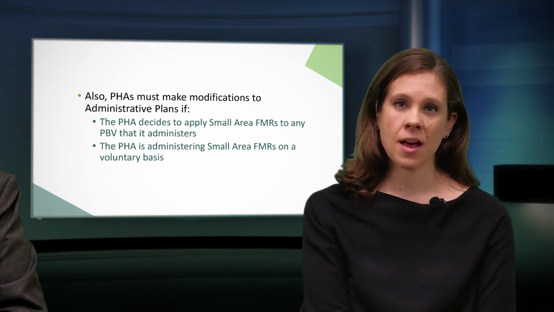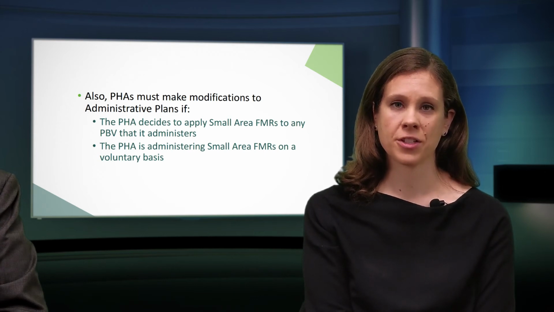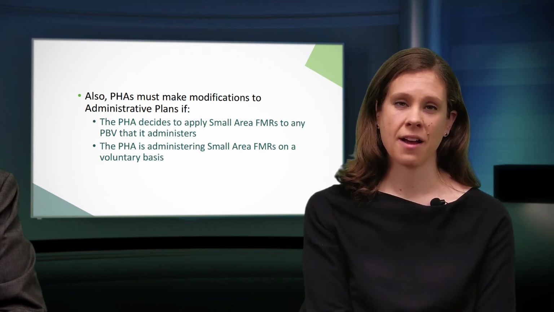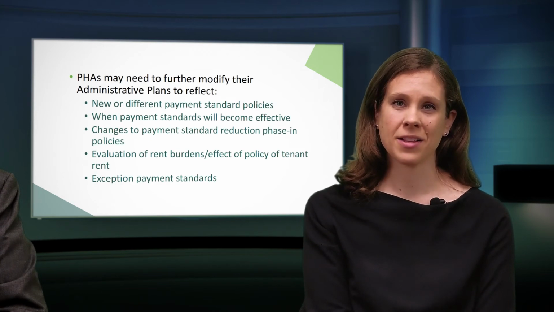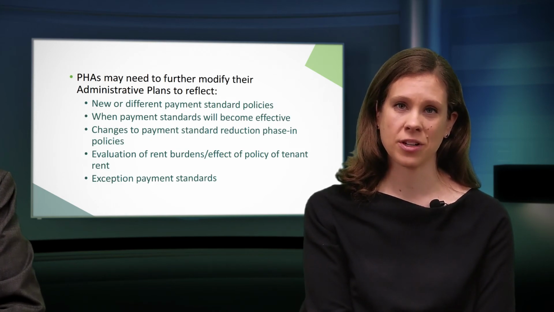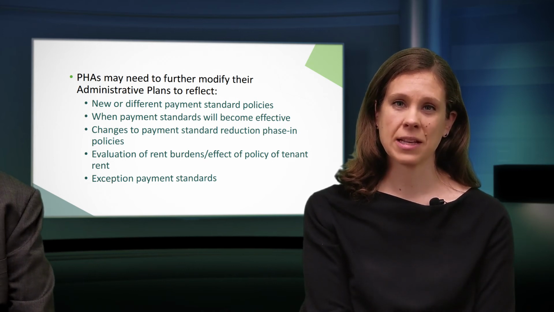In addition, modifications to the administrative plan will be necessary under the following circumstances. The PHA decides to apply small area FMRs to project-based vouchers. The PHA is an opt-in small area FMR PHA that is administering small area FMRs on a voluntary basis. Depending on the policies included in a PHA's administrative plan prior to the adoption of small area FMRs, some PHAs implementing small area FMRs may need to make additional revisions to their plan.